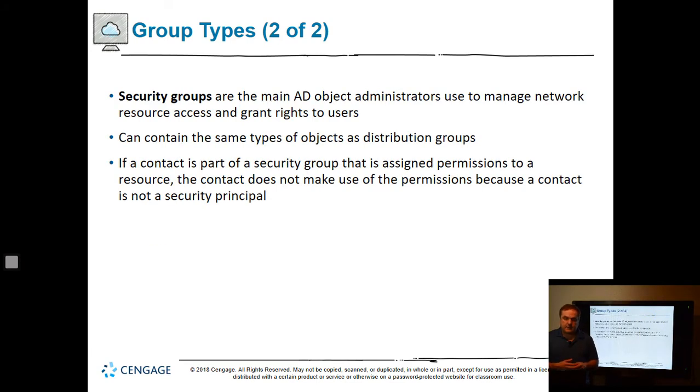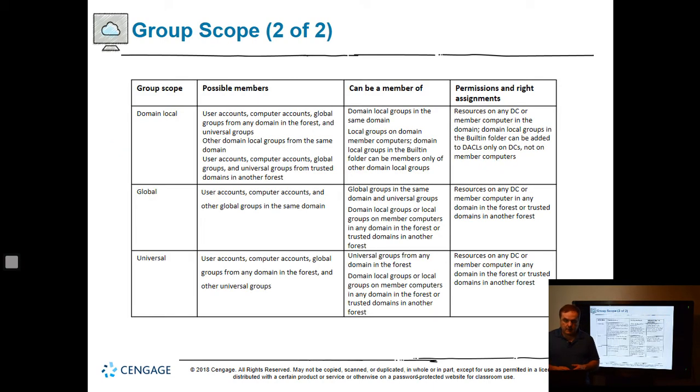So as I mentioned earlier, security groups, the main AD object administrators use to manage network resources. So this is where we go in and we add people to be able to access folders and printers, etc. So there's different types of group scopes, however. So I told you there's the security and the distribution. However, there's also a group scope option. You've got domain local, you've got global and universal.